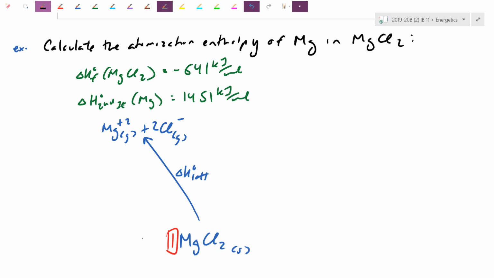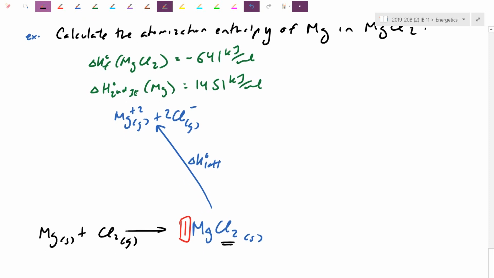First step here is to separate the positive from the negative. So let's start off. Magnesium is usually a solid. Chlorine is usually diatomic as a gas. Notice this time, it actually needs both chlorines. So this time, the mole ratio is perfect. So this one here is just the heat of formation. That's the value I gave you here, negative 641.